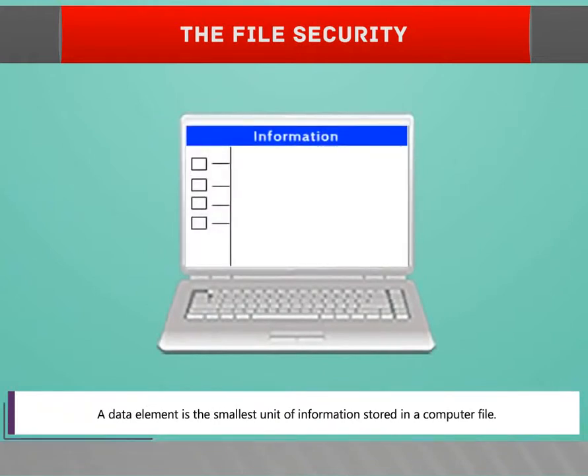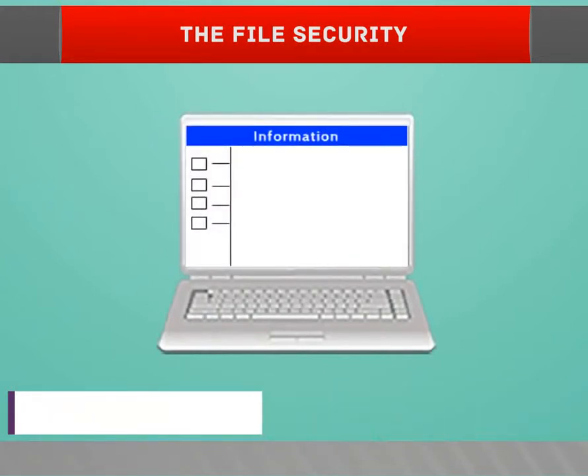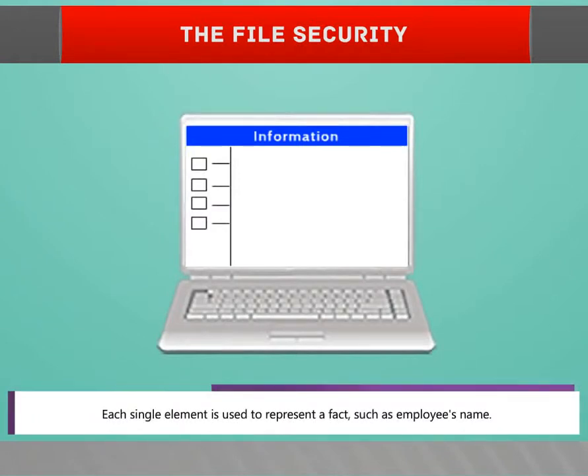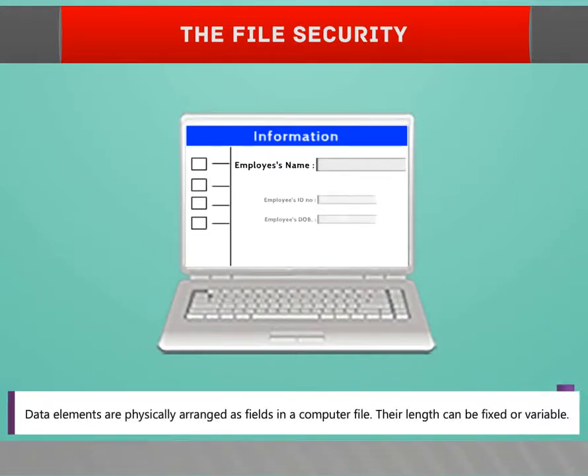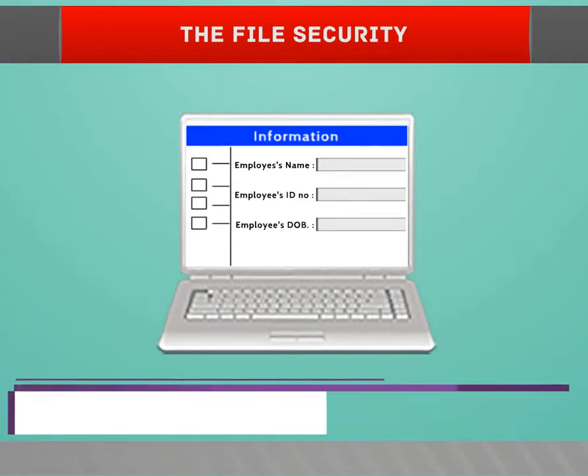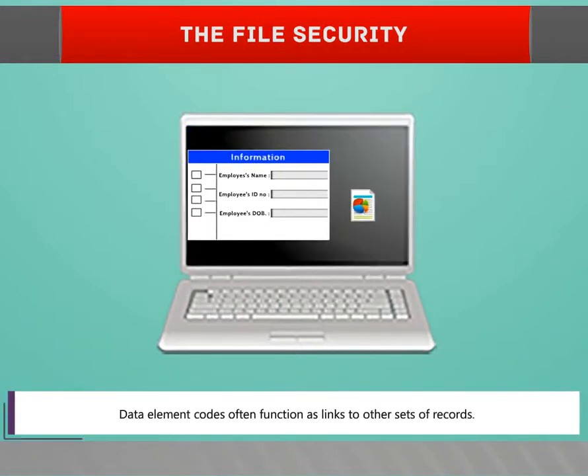A data element is the smallest unit of information stored in a computer file. Each single element is used to represent a fact such as an employee's name. Data elements are physically arranged as fields in a computer file. Their length can be fixed or variable. Data element codes often function as links to other sets of records.